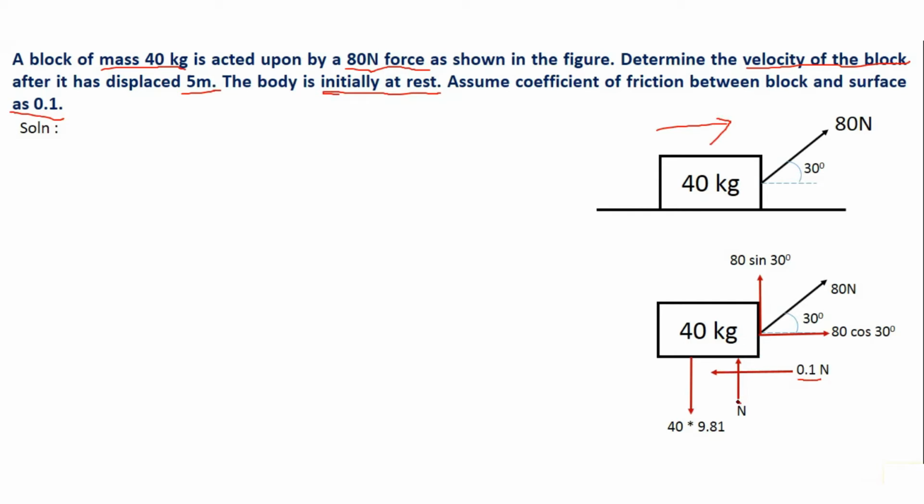Now to find the value of N, we will simply apply the summation of y is equal to 0. On applying it, I will get 80 sin 30, which is going upwards so positive, minus 40 into 9.81, plus N should be equal to 0. So I will get the answer for N as 352.4 newtons. So this completed my first step.